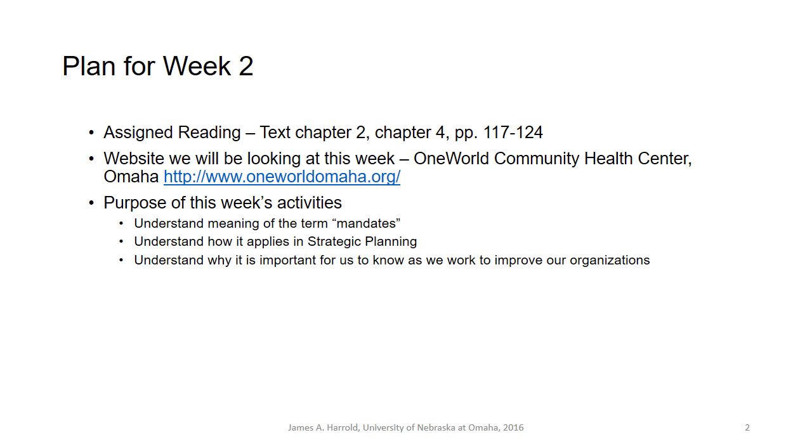Okay, this is what we're doing for week 2. The assigned reading for this week is from the Bryson text, chapter 2, and then I'm having you read pages 117 through 124 of chapter 4. Chapter 2 really is the overview chapter of the entire 10-step process. And I want you to keep that chapter in mind, and you'll be continually going back to that chapter as we move through the semester. I'll say more about that on the next slide. The reading in chapter 4, those pages there cover the issue of mandates.